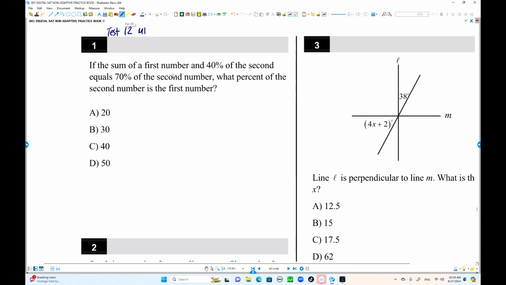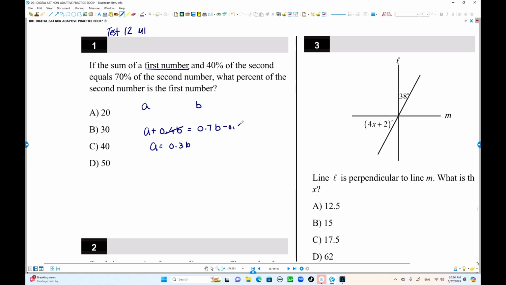A sum of the first number, we need to define this number, right? First number and second number. And 40% of the second number equals 70% of the second number. Okay, the first number you can use A, second number is B. So sum of first number plus 40% of second number, that is 0.4b, that equals 70% of the second, again 0.7 times b, that's the equation. So A equals 0.3b.